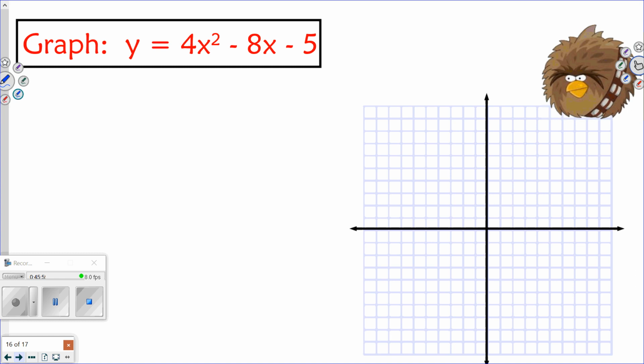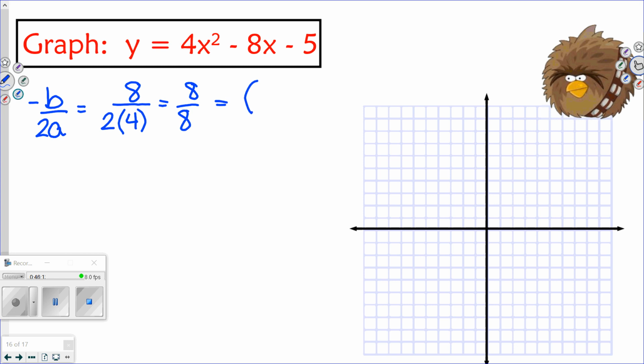All right, so let's find our vertex. Negative b over 2a. Good, so negative b is going to be a positive 8. 2 times 4. So 8 over 8, which is 1. To find the y, you plug it back in. So 4 times 1 squared minus 8 times 1 minus 5, negative 9. So the vertex is 1, negative 9.